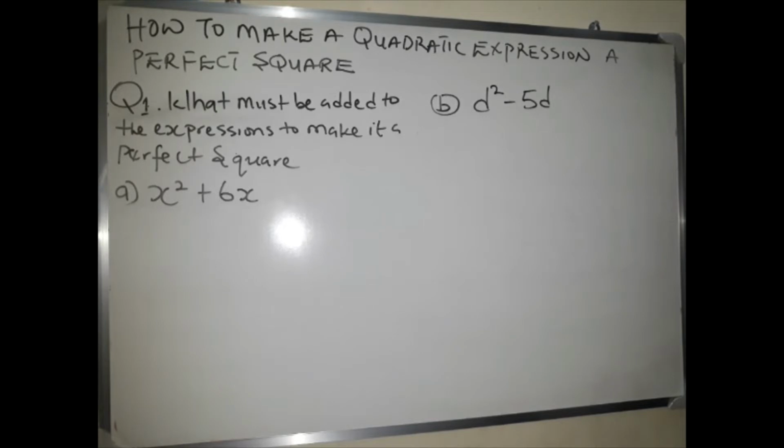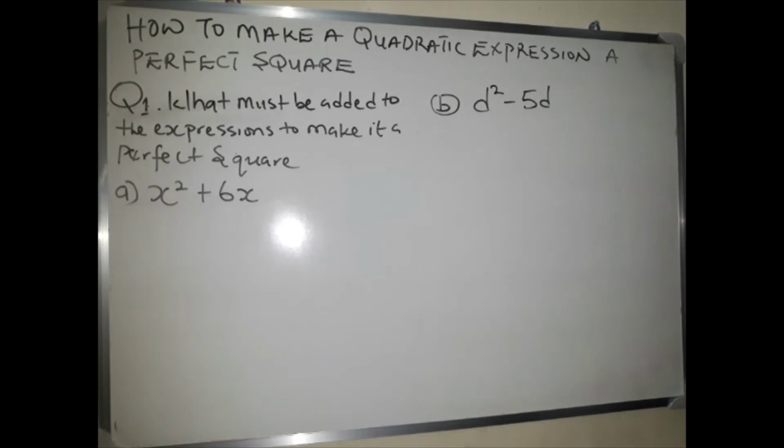Now, for today, we're looking at how to make a quadratic expression into a perfect square. I'm going to use these two examples on the board to help us do that. The first example says: what must be added to the expression to make it a perfect square? The first question is x squared plus 6x, while the second one says d squared minus 5d.